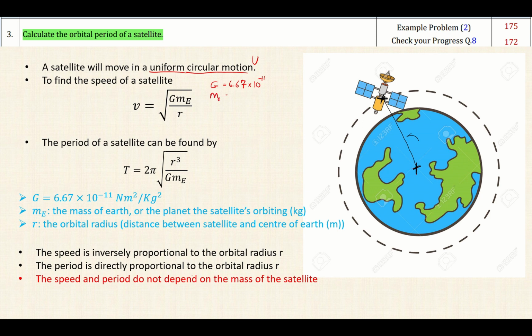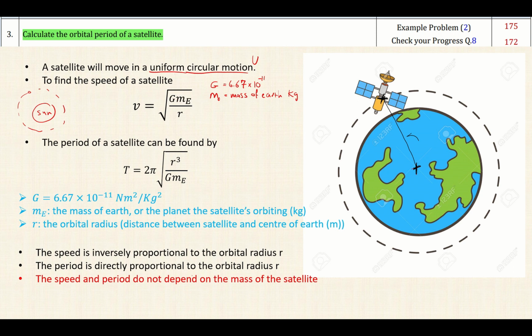ME is the mass of Earth in kilograms. Sometimes the satellites would be orbiting planets other than Earth, like Jupiter or Mars or whatever it is. You substitute the mass of that planet. Sometimes it is the sun, and we have a planet orbiting around it. Then you substitute the mass of the sun here.